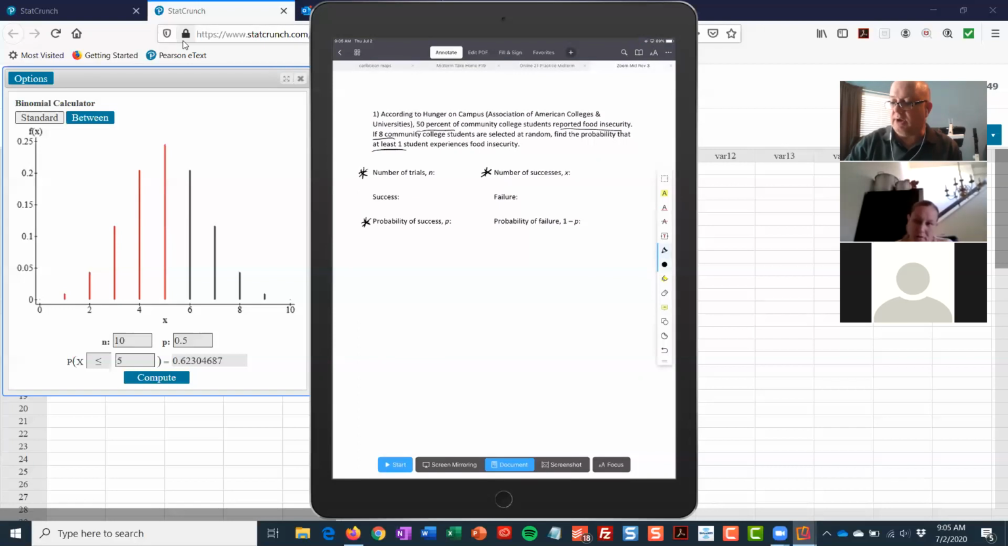Number of trials is how many it's out of. That's out of 8. The number of successes, at least 1, we write as greater than or equal to 1. Now, some students, they see the 1 and they lock in on equals 1, but we're looking for those keywords like at least, at most, more than, less than, between. It's not always going to be exactly equal to that number, so read that part carefully.